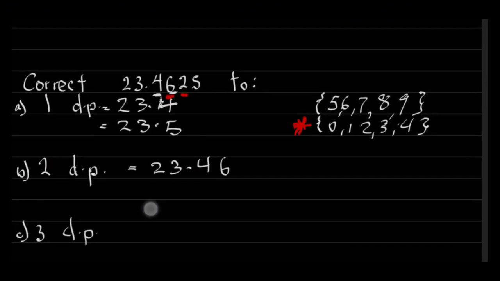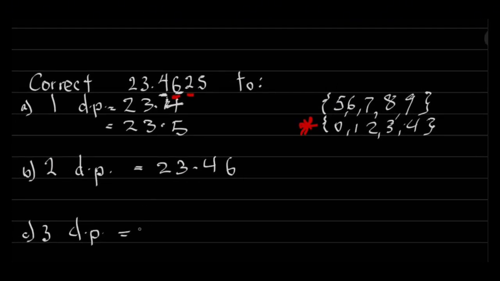Now to 3 decimal place, that is going to give us 23.463. Why did the 2, which is the 3rd decimal place, change to 3? Because there was 5 behind it, and like we said, 5, 6, 7, 8, 9, after the decimal place we are correcting to, will increase it. Okay, so since we have 5 here, we have to increase 2 by 1.